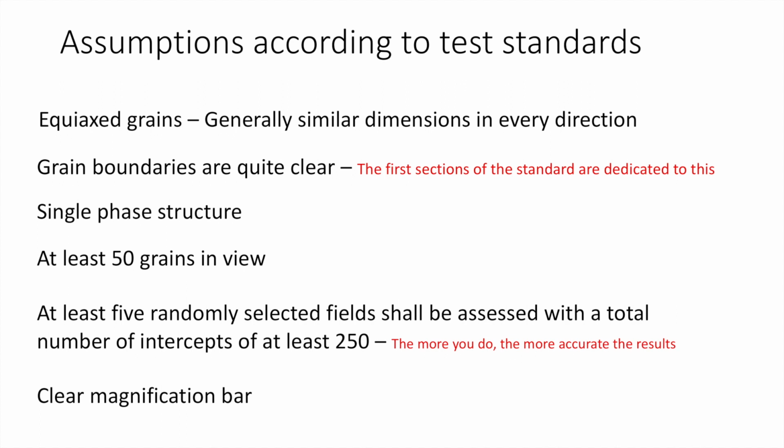There needs to be at least 50 grains in view. And really you need to take at least 5 randomly selected fields and have a total of 250 grains. The more intercepts that you do, the more accurate your results become. It's as simple as that. It just takes more time, obviously. And you need to have a clear magnification bar, or just a clear understanding of the magnification of your image.